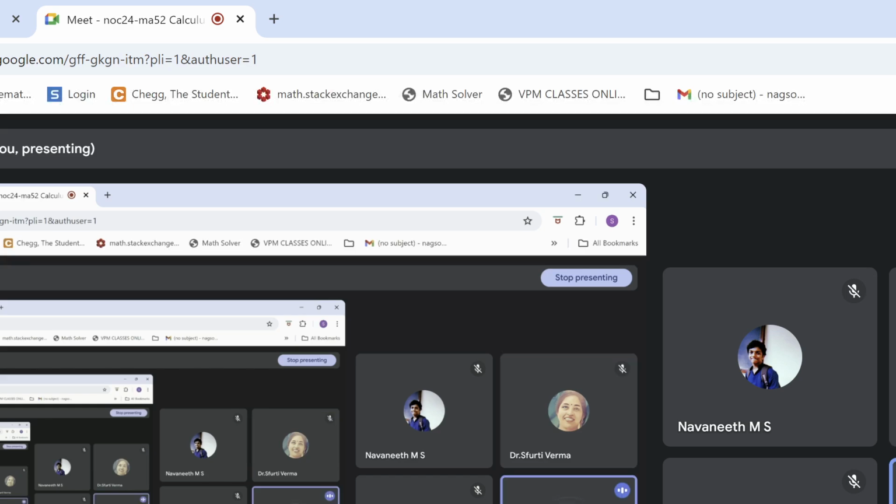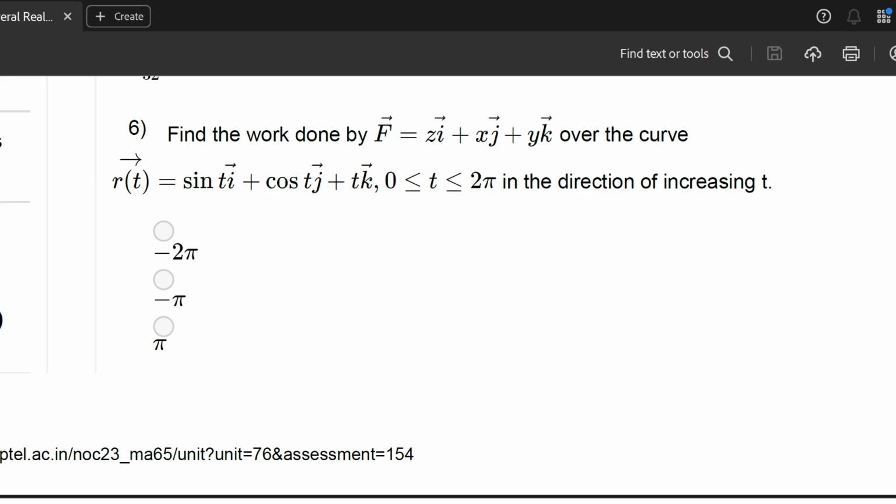Okay, so I will move to question number 6. So it is a work done. Now work done is the same as F dot dr. If you know the formula, then you can solve this type of problem. Work done or line integral or center of mass depends only on the formula, because this tutorial session is for solving problems.